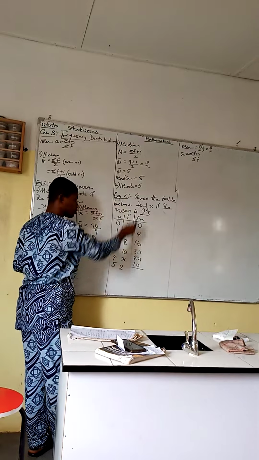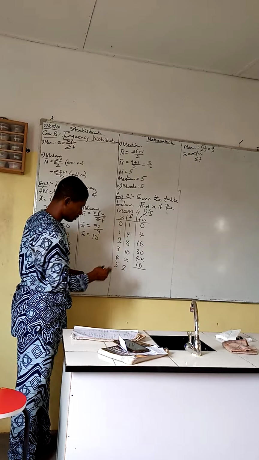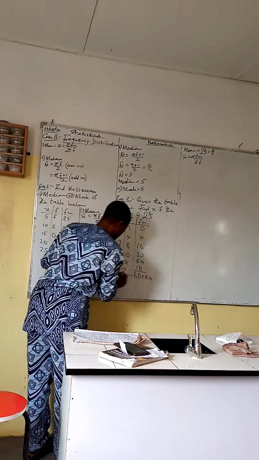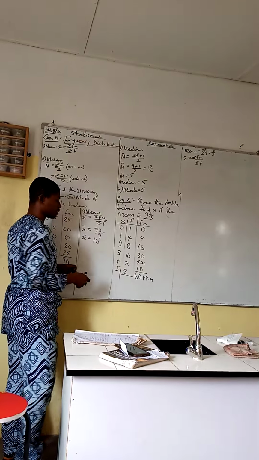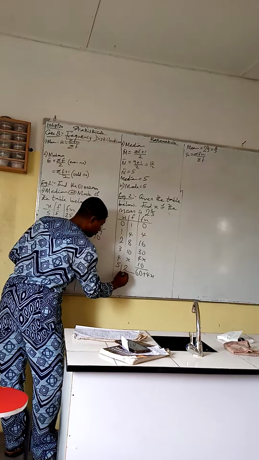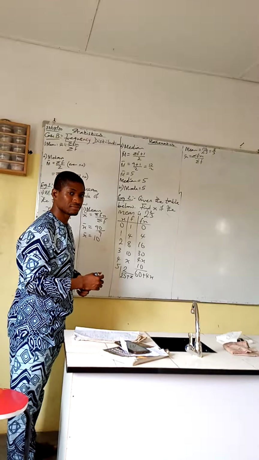Let's add up our fx. What does the summation give us? 60 plus 4x. Let's add up the f. What does the summation give us? 25 plus x. Do we get that? Thank you, let's go.